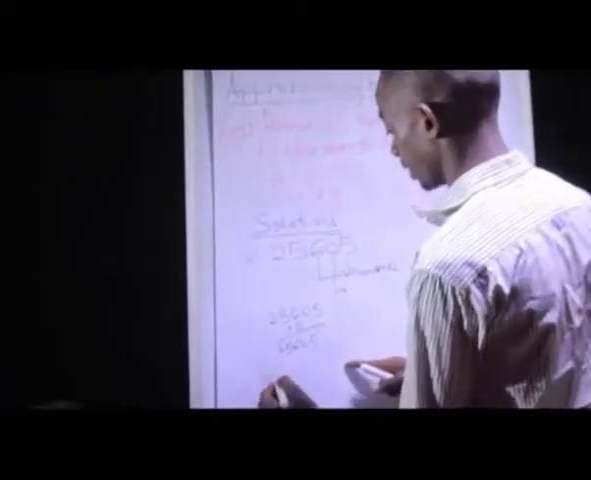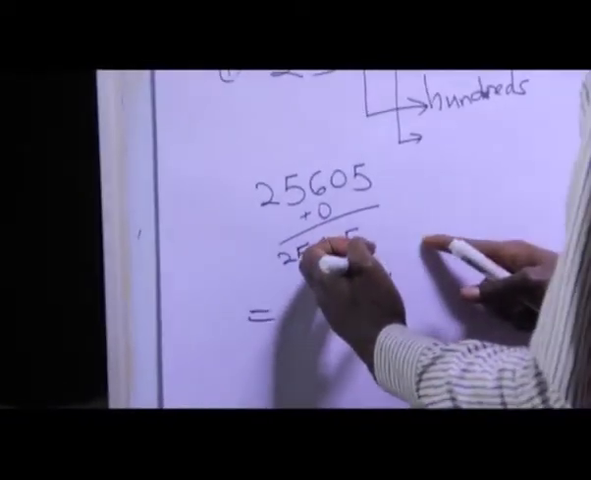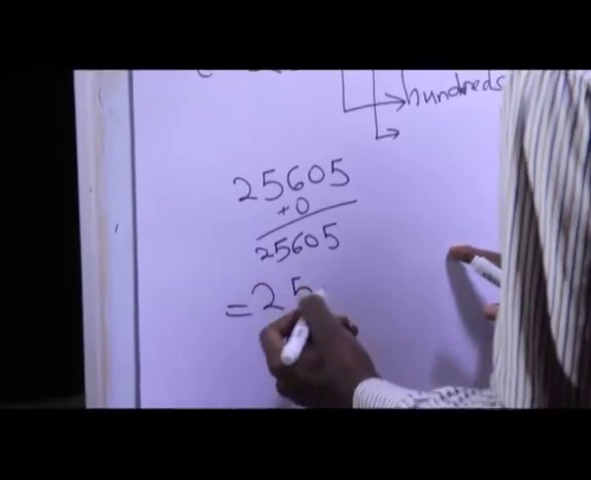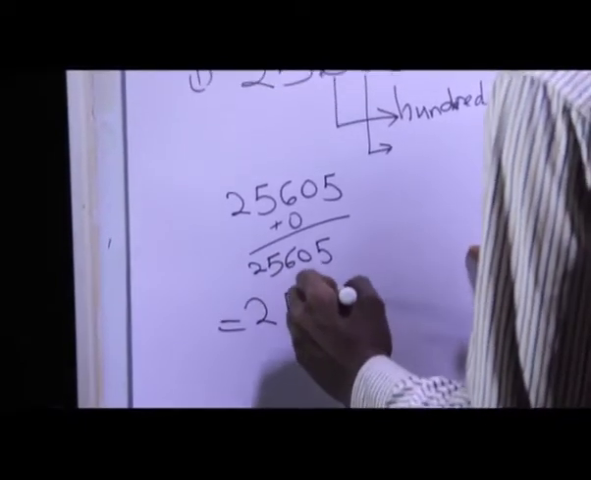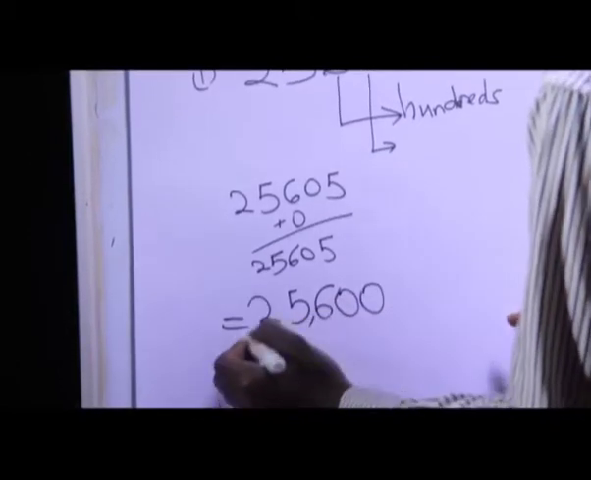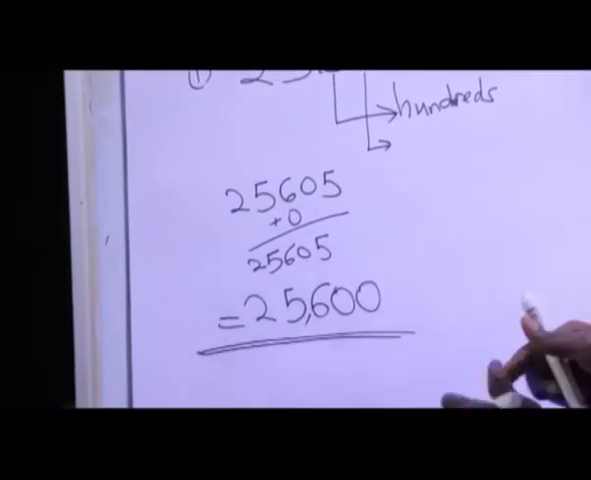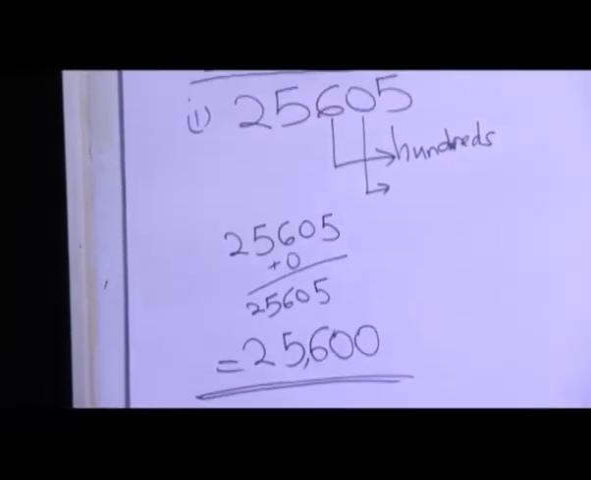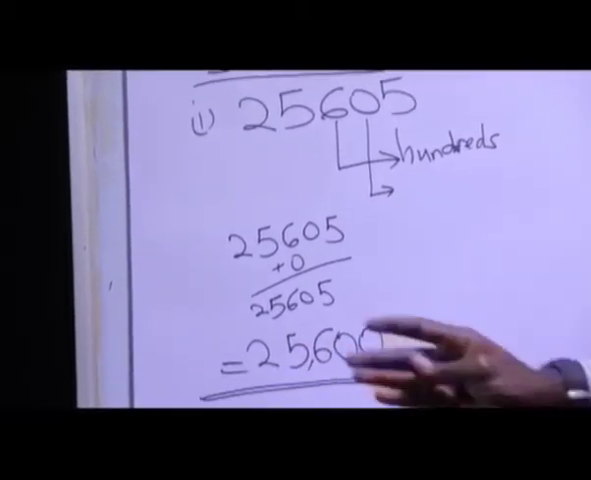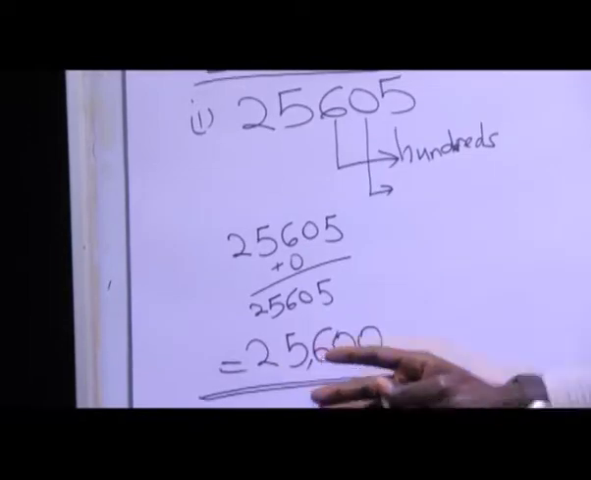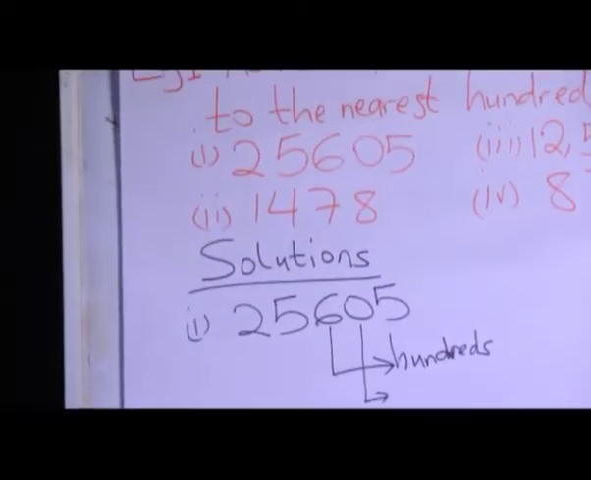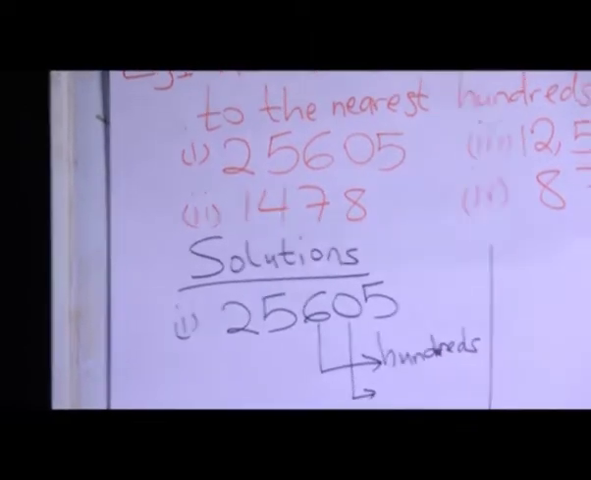So meaning, in this case, when I replace all the numbers to the right of 6 with a 0, I'm going to have this 6, 0. I also replace 5 with a 0. So, that happens to be my final answer, 25,600. That is how we round off to the nearest hundreds. We can look at the second question. Maybe it will help us to understand deeper.